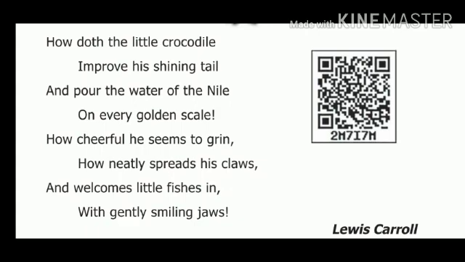This poem is made up of 2 stanzas. Each of these stanzas is again made up of 4 lines. Hence, the entire poem consists of just 8 lines. The speaker of this poem is Alice herself.